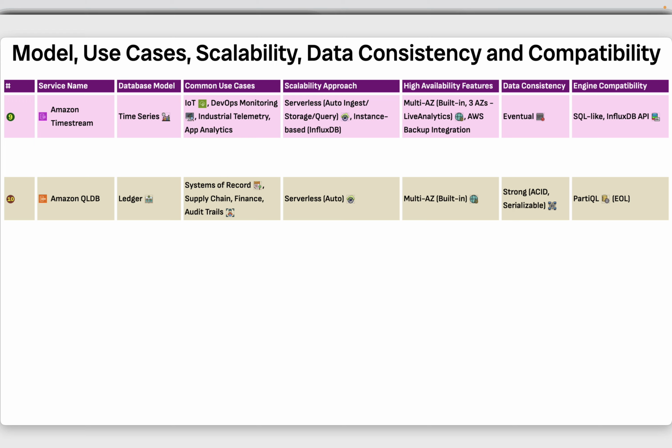Then next we have Amazon QLDB, Quantum Ledger Database. So it's a ledger. Ledger is basically like a transaction record, and you can verify from the start of the database till infinity whether all the transactions are not corrupted or tampered with. So basically it has a hash kind of a thing, and it's similar to blockchain kind of technology. Then common use cases are systems of record, supply chain, finance, and audit trails.